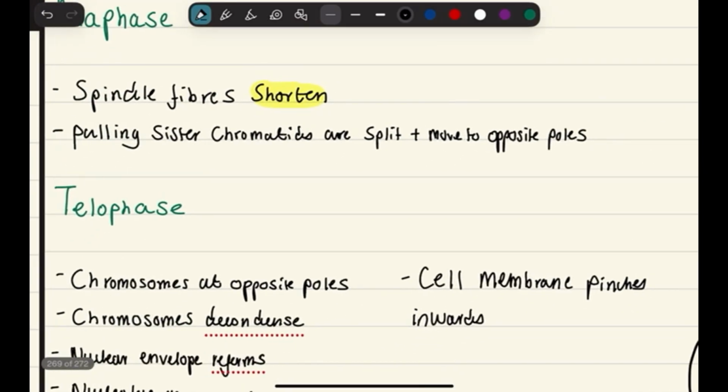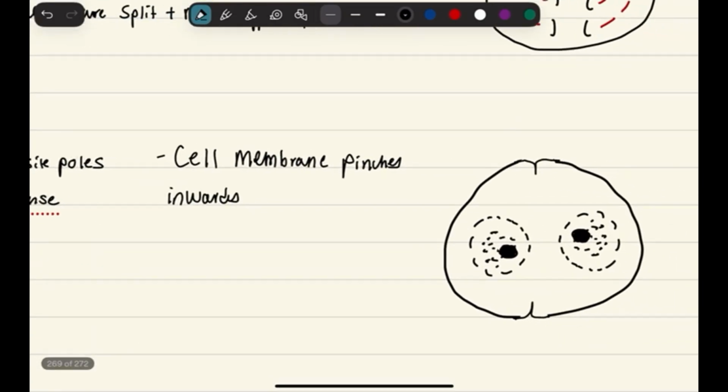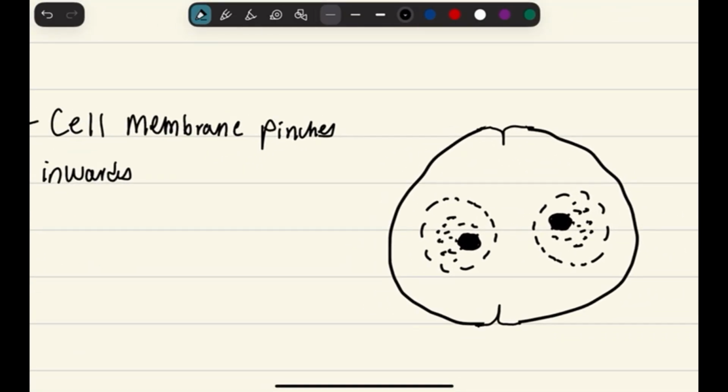Now, last phase of mitosis is telophase. And in telophase, we're literally kind of doing the opposite of what happened in prophase. So your chromosomes decondense, can no longer see them. Nuclear envelope is reappearing, nucleolus reappears, your centrioles dissolve, and you kind of get like this. So the cell membrane is also going to pinch inwards so that we can do the next stage. But you can see here, we've got a cell that characteristically has 2 nuclei in it. Yeah, that's an indication that it's in telophase.